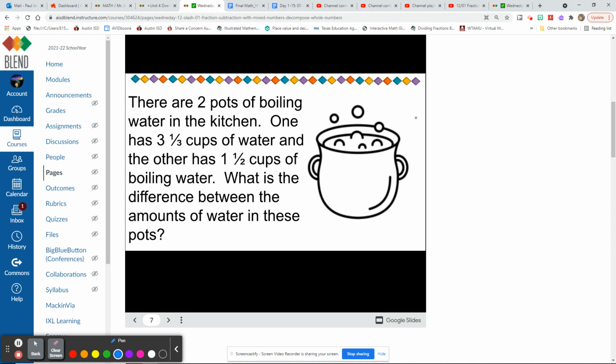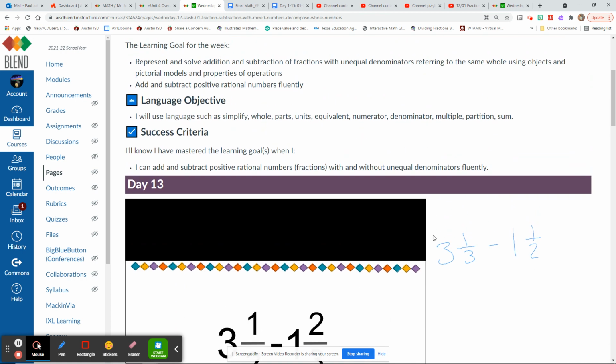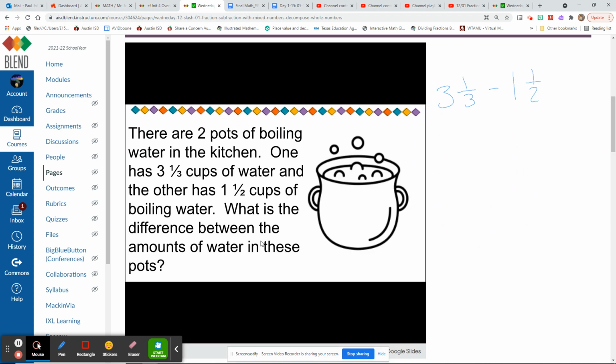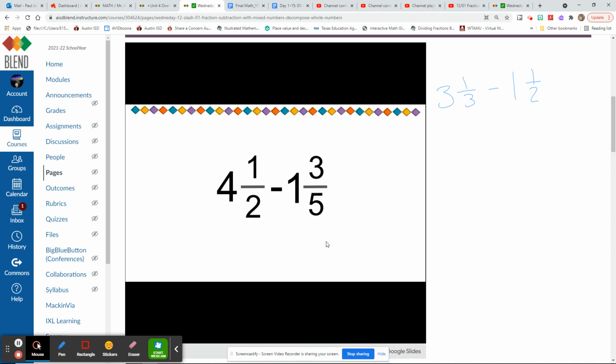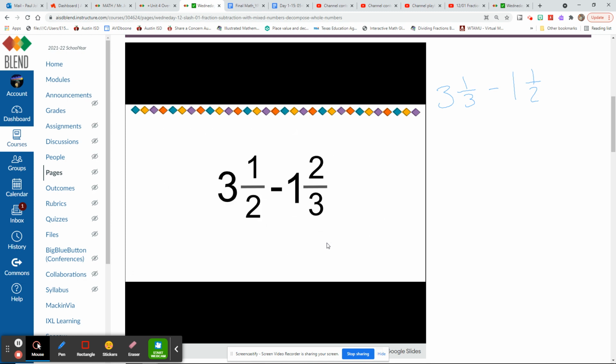All right, so we're going to look at 3 and 1/3 minus 1 and 1/2. All right, and let's look at how they decomposed it. Okay. Oops. No, they didn't. There are some more examples afterwards, and you can practice on those with turning them into improper fractions or decomposing. Ooh, that one's kind of an interesting one. If you have time, you should try 5 minus 1 and 5 sixths. All right. Anyway, so there we go.